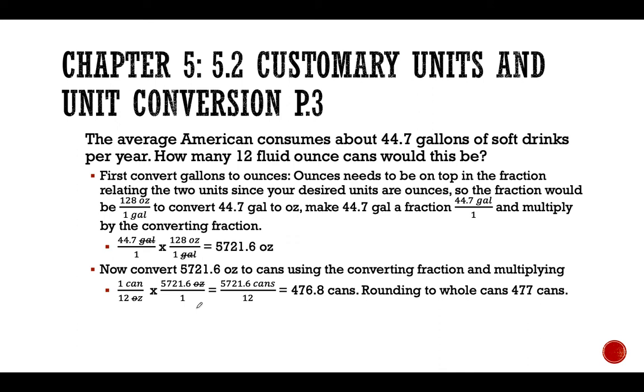Now we need to get ounces to cans so we can get the final answer. So we multiply 1 can over 12 ounces, that's the conversion factor for ounces to cans, times 5,721.6 ounces over 1. The ounces cancel, and we're left with 5,721.6 cans over 12, which equals 476.8 cans. Rounding to whole cans would be 477 cans.